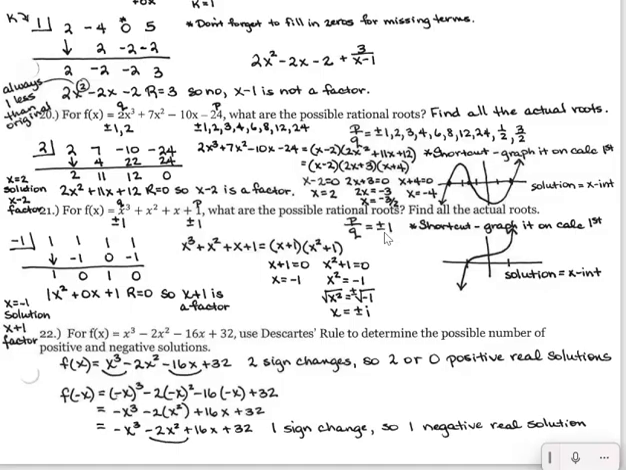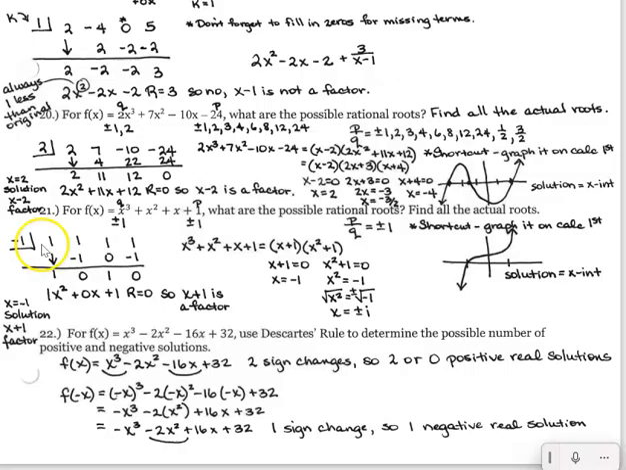Instead of trying all of our possibilities, I'm going to take this cubic and put it into y equals in my calculator and graph it, and this is what my graph looks like. So since I know that solution equals x-intercept, then I know that negative 1 is going to be a solution. And so that's what I want to start with on my synthetic division.